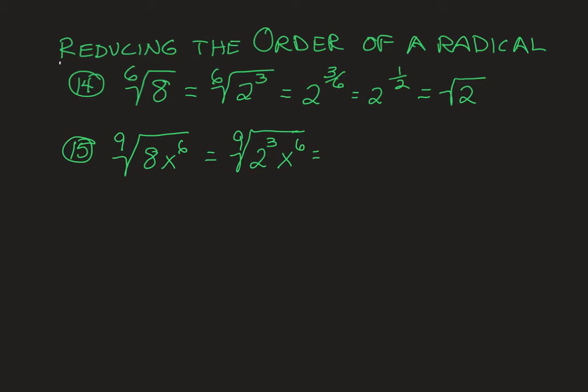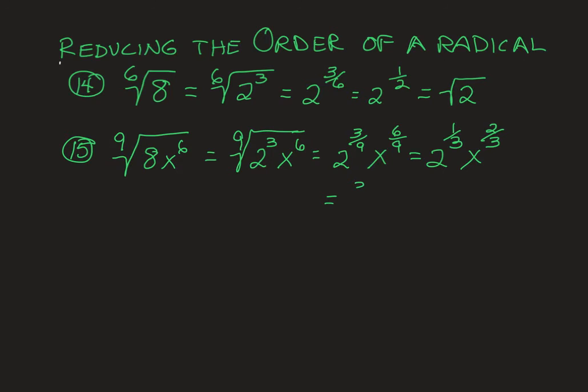But let's take all of them now and rewrite this entire expression with fractional exponents. So the ninth root of 2 cubed would become 2 to the 3/9. X to the 6th under the ninth radical would be x to the 6/9. And that would be equal to 2 to the 1/3 as we reduce those fractional exponents, and x to the 2/3. Okay? Can't reduce those fractional exponents anymore.